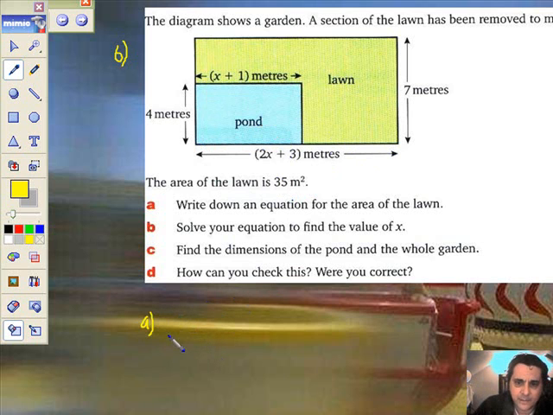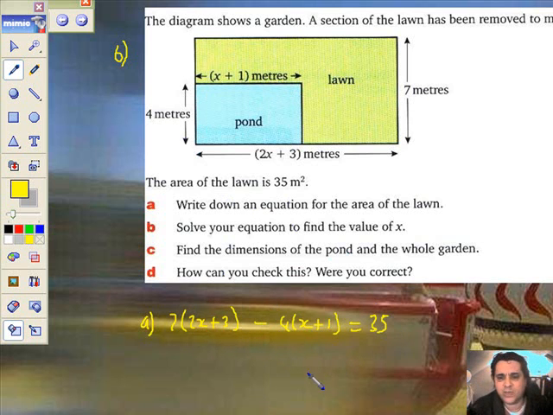Alright? So here we go. Whole garden is 7 times 2x plus 3. Then take away 4 times x plus 1. Really are using brackets, and that comes to 35, because the whole garden, take away the pond, equals the lawn. That's an equation. Now for part B, I've got to solve it.